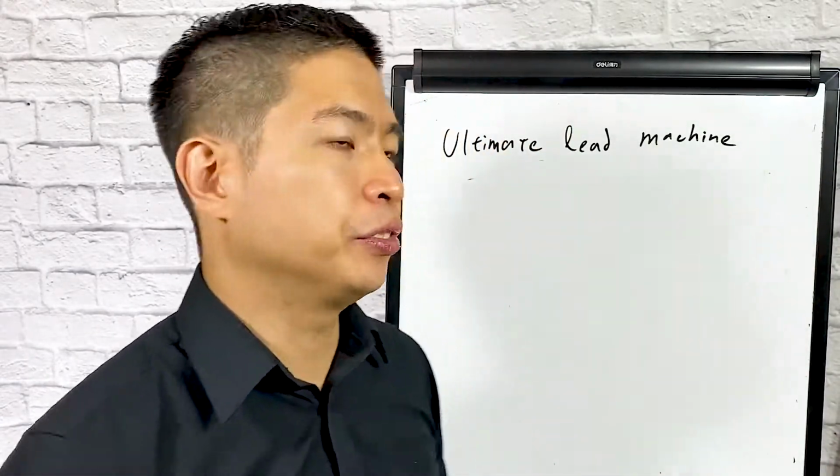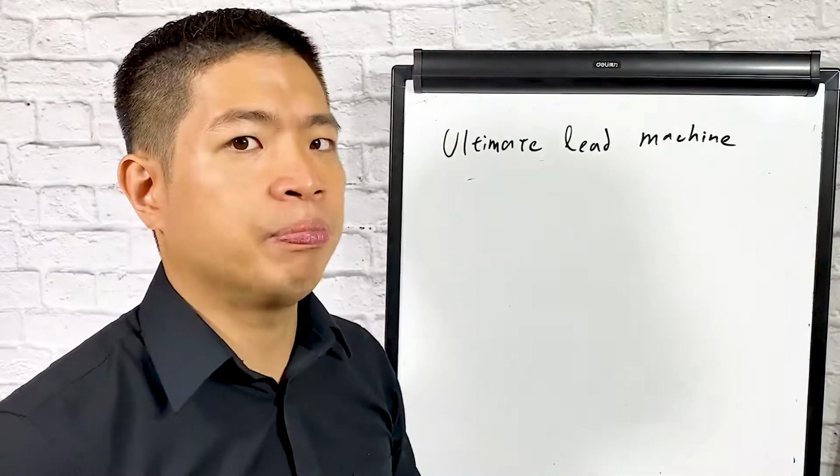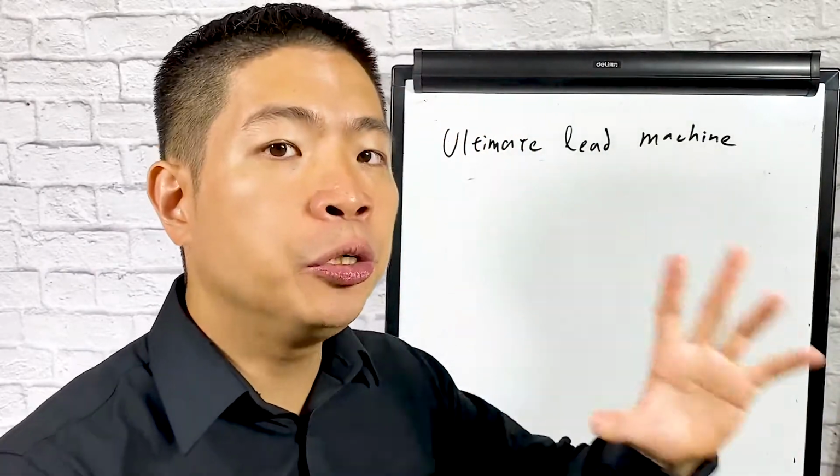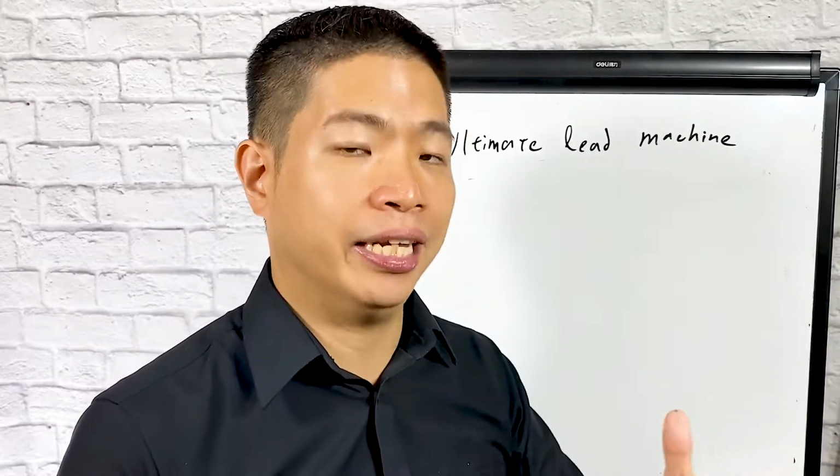So sometimes I get questions like, hey Nick, I do want to build my email list, but I have no budget. I don't know how to run ads. What can I do? So in this video, I want to introduce to you what I call the ultimate lead machine. By using that, you don't need any budget. You don't need any capital. You can build a huge list for free, and it'll be a highly targeted list in your niche.